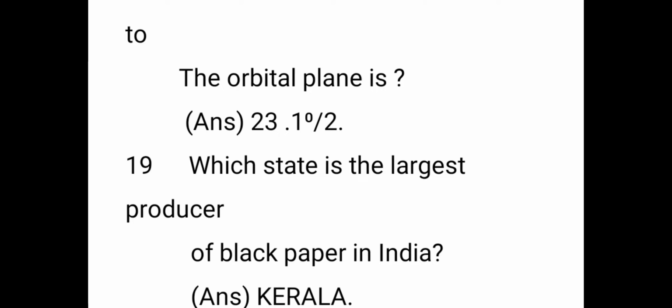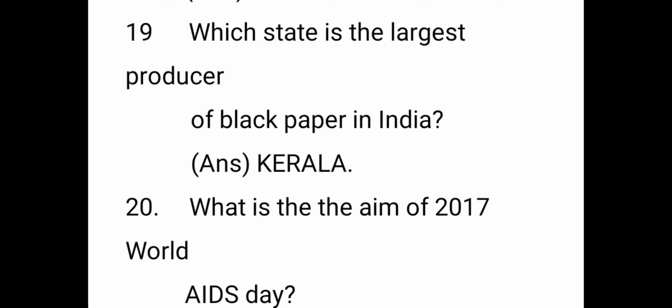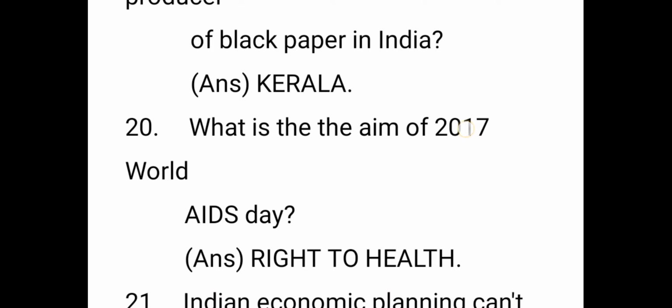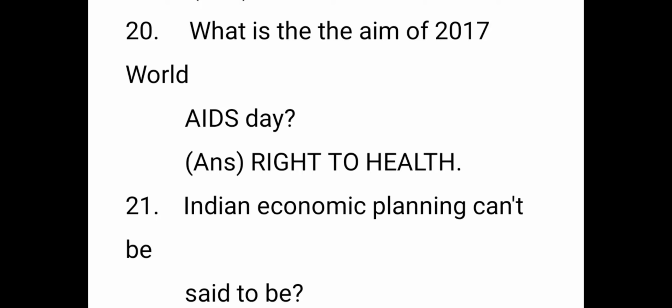The next question: which state is the largest producer of black pepper in India? Kerala and Karnataka. Karnataka is first, then Kerala nowadays. What is the main aim of 2017 World AIDS Day? A right to health. People around the world unite to show support for people living with HIV and to remember those who have died from AIDS.